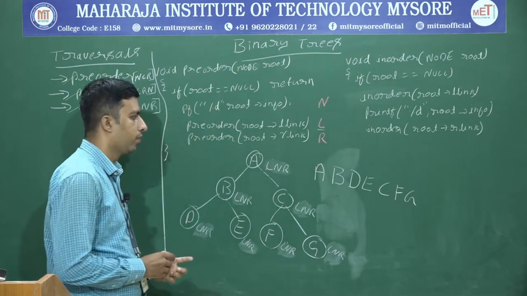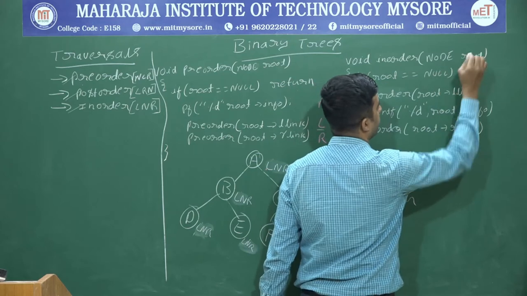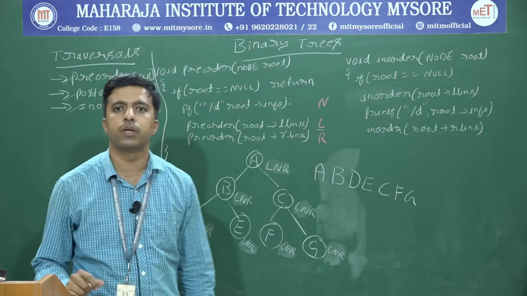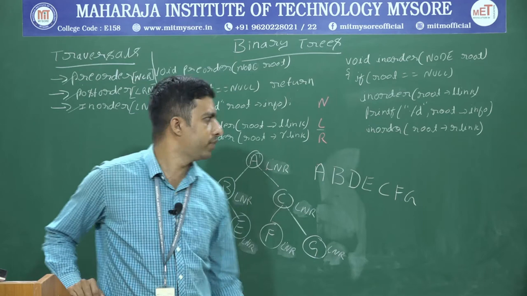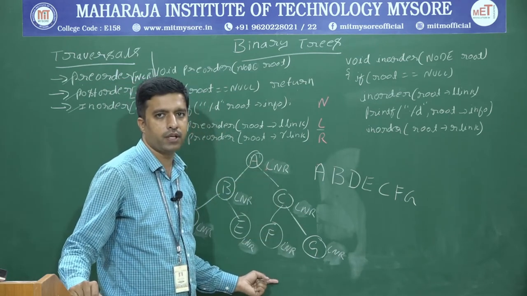Now be careful. What is it going to bring from the main function? Root. What does the root consist of? The root consists of the information of A, because this is the tree they built.